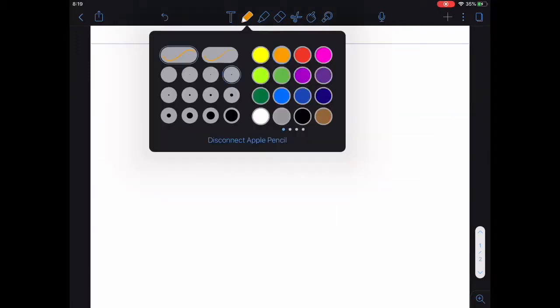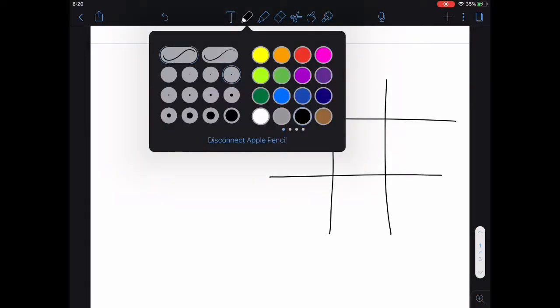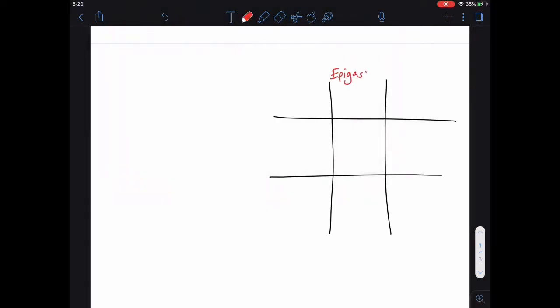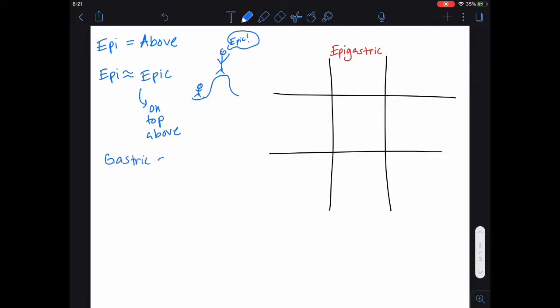I will first go over the 3 middle regions. The one highest on the abdomen is epigastric. Epi means above, but if you don't know that, you can relate epi to the word epic. So when you think of epic, you think of the best, on top, above and beyond. So you will know that the region is on top.